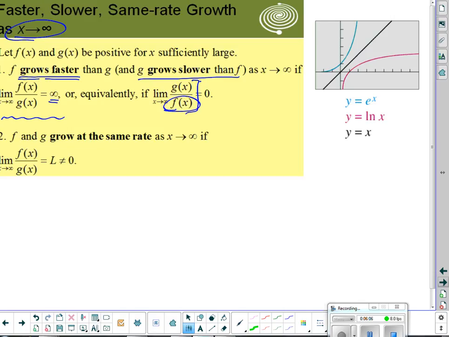I think you're going to be able to interpret your results quite easily. You're going to know if it goes to infinity, that's because the top headed to infinity. If it goes to 0, that's because the bottom was growing so much more quickly. All right, and then step number 2, other options, we could have f of x growing faster or slower than another function.